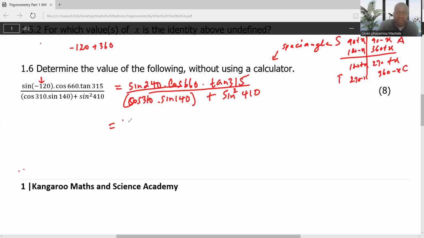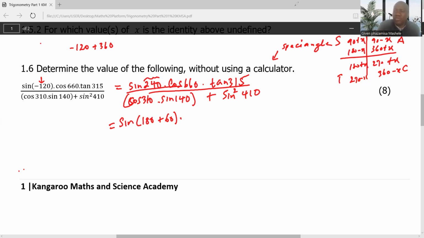Remember, I'm trying to avoid co-functions, so it means I have to play around 180 and 360. Okay, 240 is closer to 180, but it's above 180. So it will be 180 plus 60. 180 plus 60 is 240. Okay, then the second one, 660. 660, it's a bigger angle.